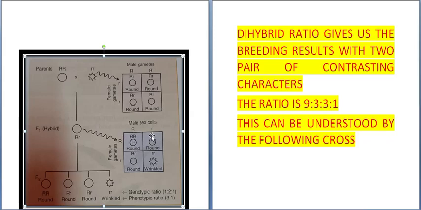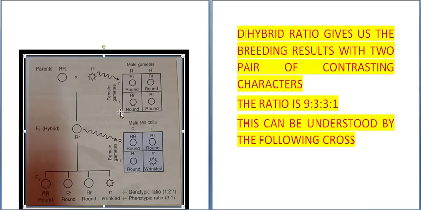See over here, it has produced capital R, small r, capital R, small r. In this case, capital R, small r, small r. So gametes are singly present. Fertilization of the gametes restores the duplicate condition of the genes, and the sex cells with respect to the genes they contain get fertilized at random.